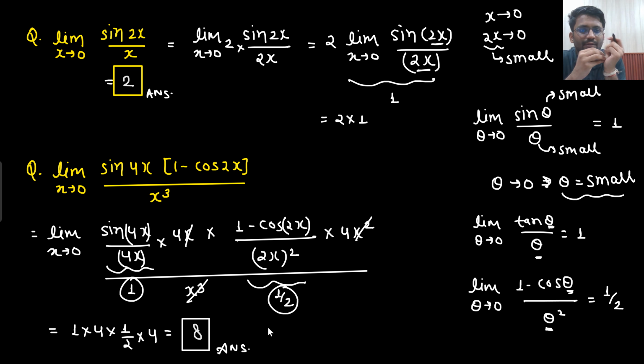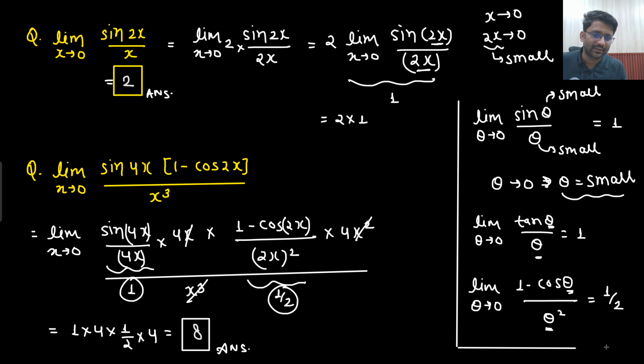Okay. Completely understandable? Say yes or no. Not very tough. Or is it tough? Okay, not very tough at all. So answer is coming out to be 8. So let's keep this in a box. Let's small angle this thing. Okay, let's keep this also in a box.